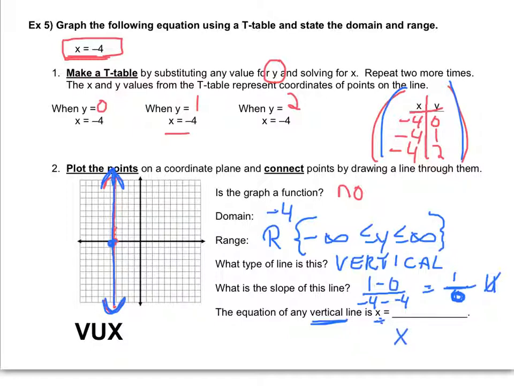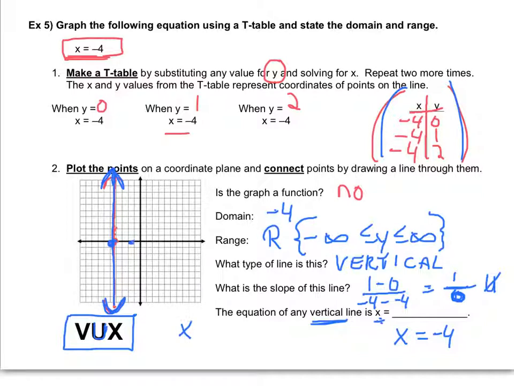So x here is x equals -4. What to learn from here and what to memorize is that when you have a vertical line, it's called a VUX, V-U-X. V stands for a vertical line. It is a slope of undefined, that's what the U stands for, and the X means that it is an X line. So it would be x equals -4 in this case.